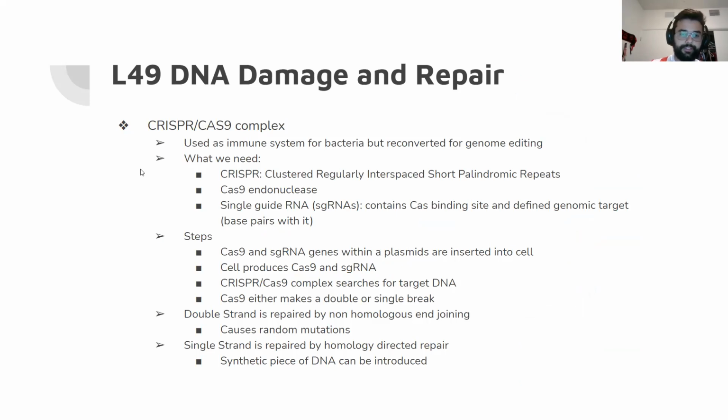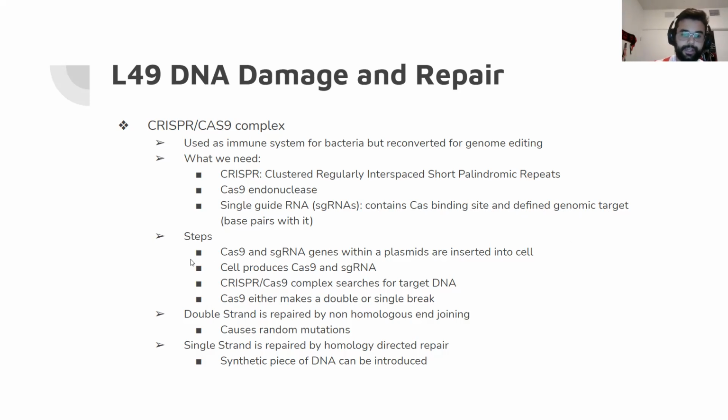So now we have to have a little discussion on CRISPR and Cas9. CRISPR and Cas9 was actually used originally for the immune system for bacteria, but it could actually be reconverted for genome editing. So what we need to make this complex, we need our CRISPR, which is clustered regularly interspaced short palindromic repeats. We need our Cas9 endonuclease, and we need a single guide RNA, which is going to be containing this Cas binding site and a defined genomic target, right? So basically base pairs with the area of the gene that we want.